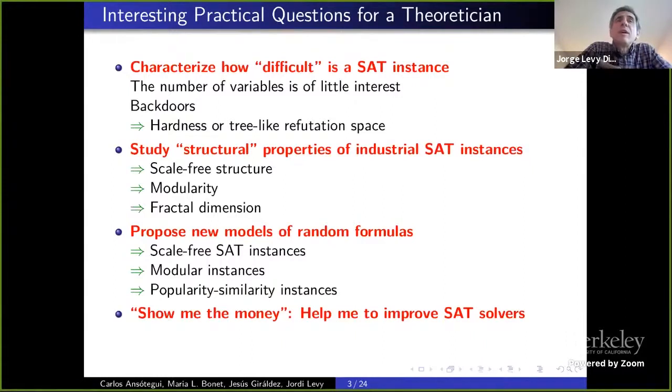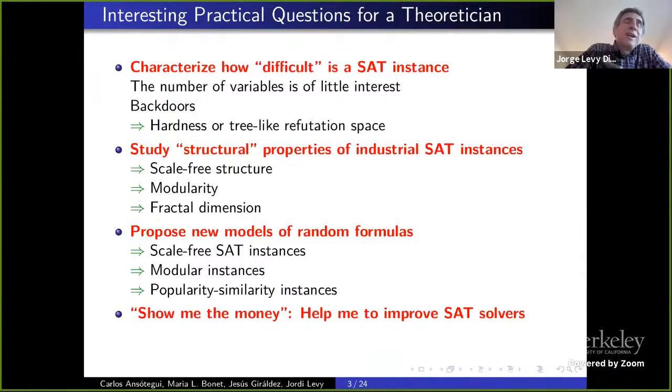Then there is another question, which is the study of the structural properties of these industrial instances. Here during my talk, I will introduce the scale-free structure, the modularity, and the fractal dimension of such instances. And finally, the third question that I will focus on is the proposal of new models of random formulas that try to capture these properties of industrial instances better than the uniform random model. So I will describe basically three models: the scale-free SAT random model, the modular random model, and the popularity and similarity random model. So this is basically the index of my talk.